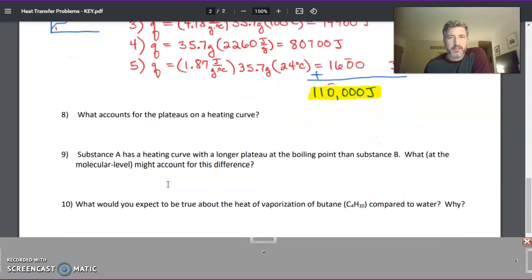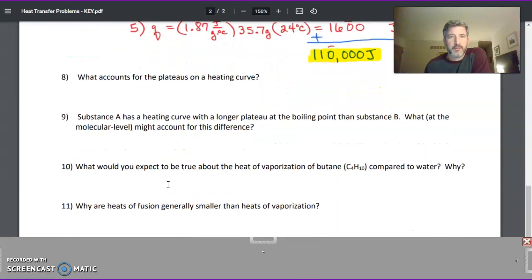Okay, and then we get into some conceptual questions to finish things up. The plateaus on the heating curve are where we have phase changes, and we discussed in class that just simply means heat is being added, that's melting or boiling, or it's being released in the process of freezing or condensing.